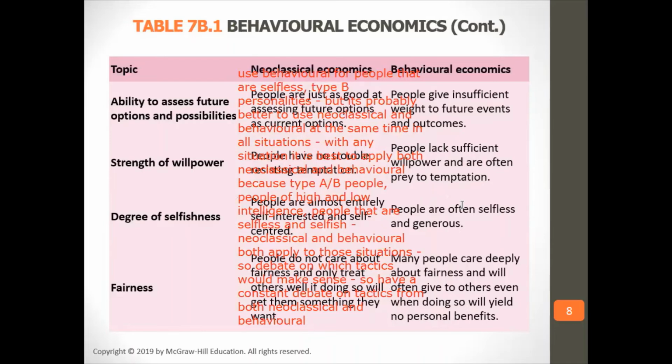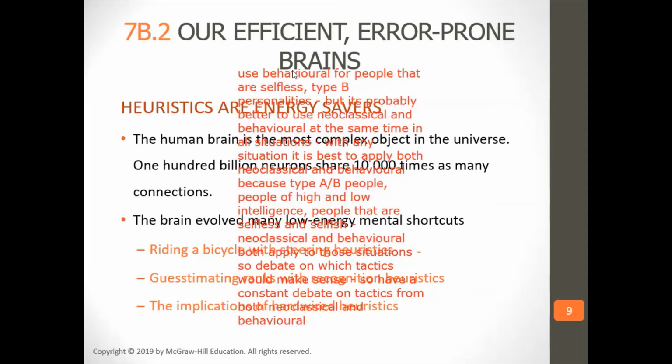So it doesn't matter if they're type B, type A, low or high intelligence, selfish, selfless. Have a debate on neoclassical and behavioral. Both might apply in even the same group. So make sure that you debate using both of those theories. Debate constantly, go back and forth, figure out which one is best to use in each situation. Have a constant debate in your head, question these theories all over the place, and use things from both theories in the same situation.